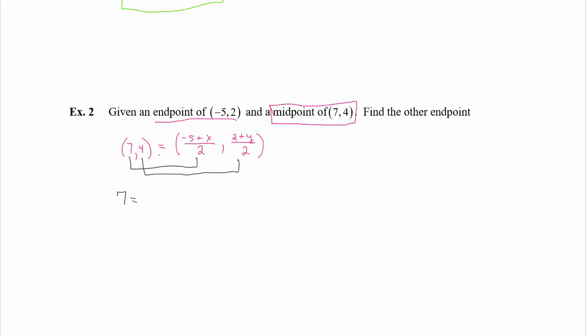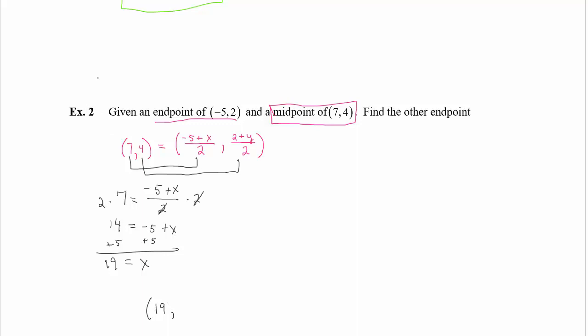7 equals this x coordinate, which is -5 plus x divided by 2. To solve this, we multiply by 2 on both sides. 2 times 7 is 14, equals, this 2 and that 2 cancel out, -5 plus x. Then to get rid of -5, we add 5 to both sides, and we get 19 equals x. So our other endpoint has an x coordinate of 19.